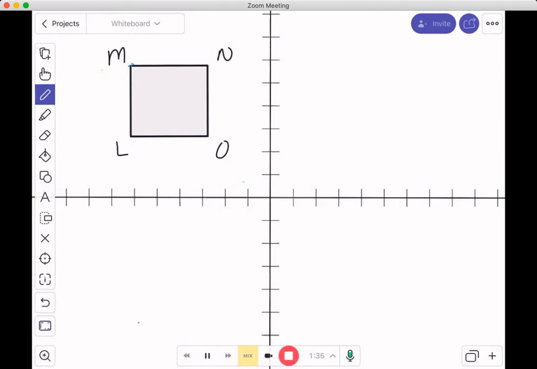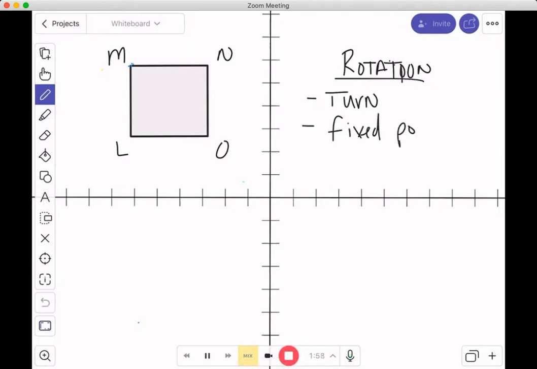Okay, for my last video today, I'm going to do another example of a rotation using my same square. So remember, for a rotation, we are taking a shape and we are turning it around a fixed point. We'd say every point turns the same direction and it will remain the same distance from that fixed point.